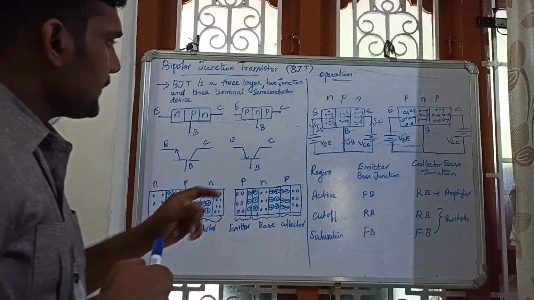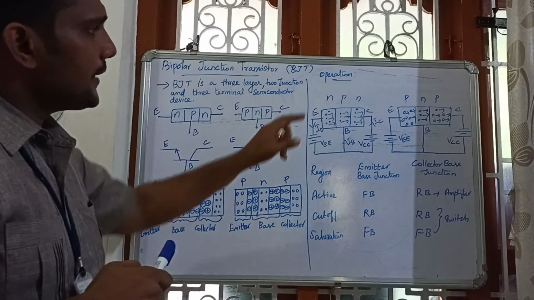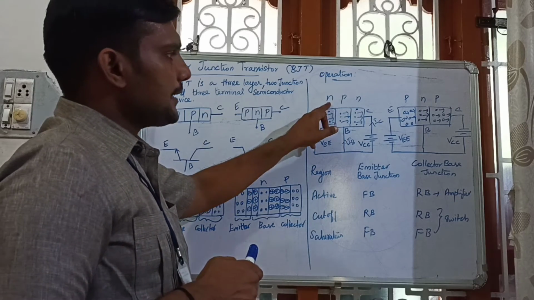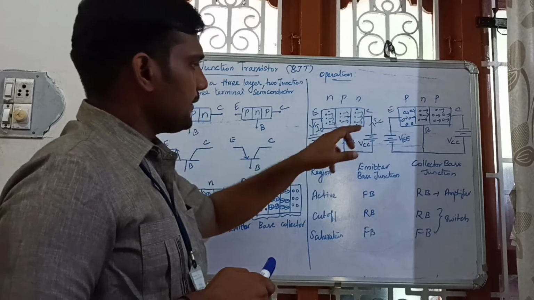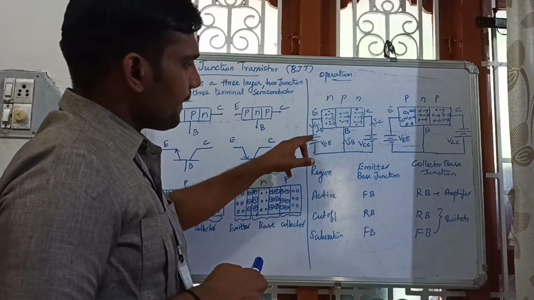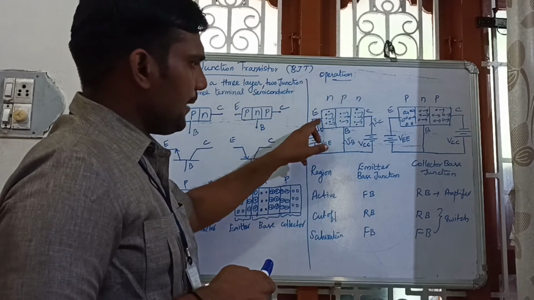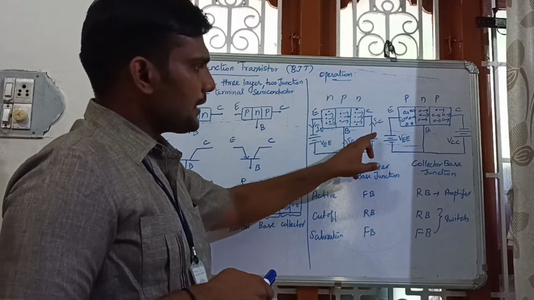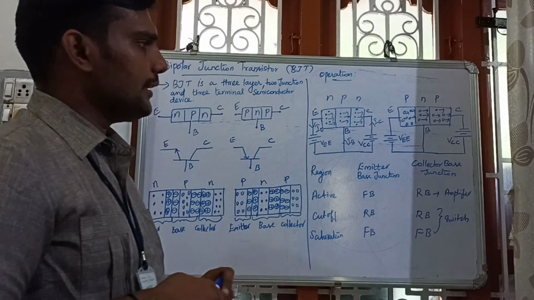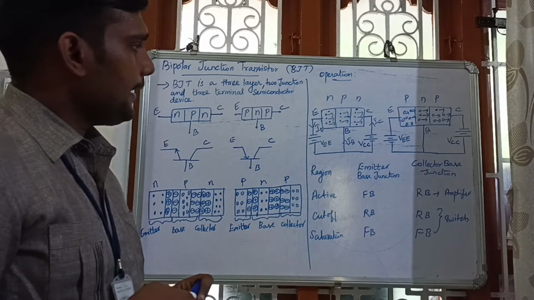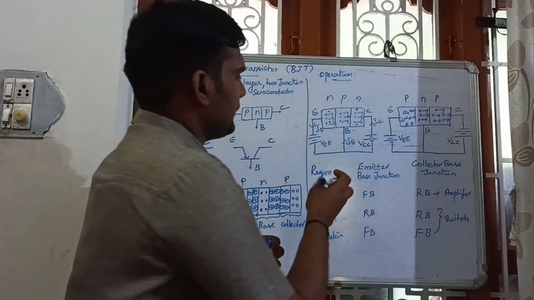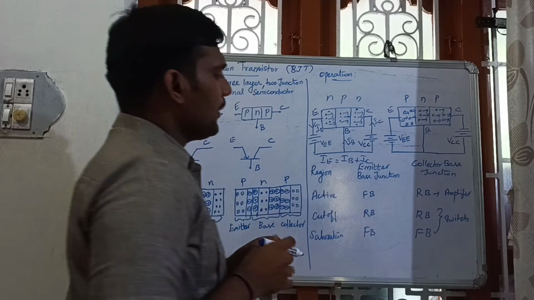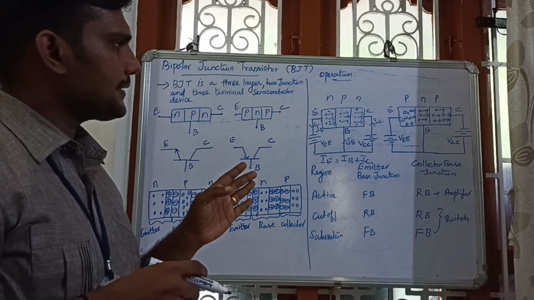Let us study the operation of the bipolar junction transistor. This is the NPN transistor, this is the PNP transistor. Here the negative terminal of the battery is connected to the emitter. The positive is connected to the base terminal. On this side, the positive is connected with the collector, and the negative is connected to the base. And here the emitter current IE is equal to IB plus IC. So emitter current is equal to base current plus collector current.